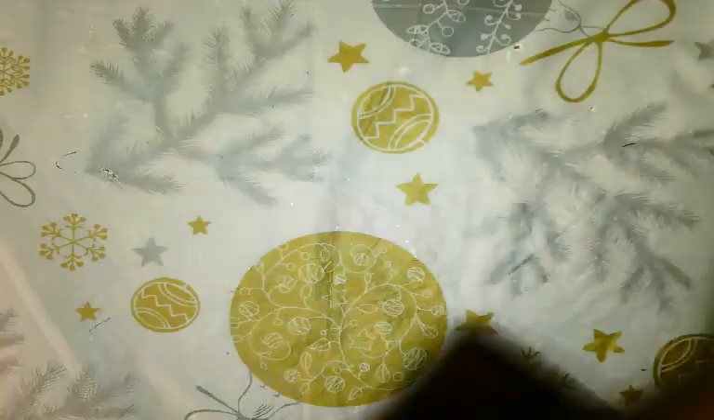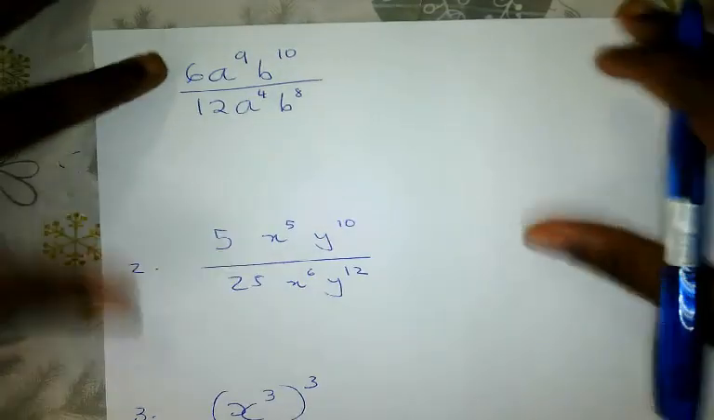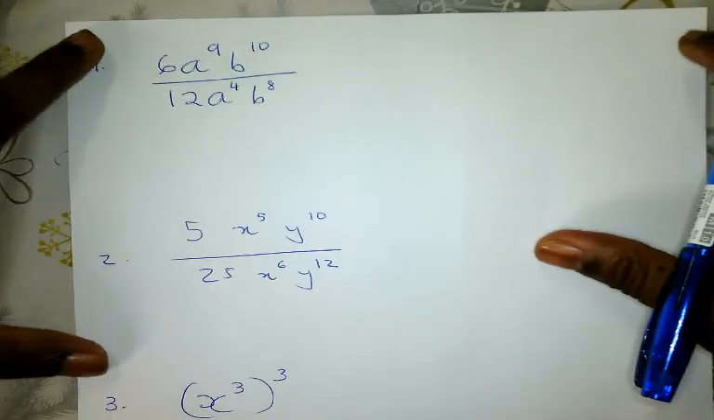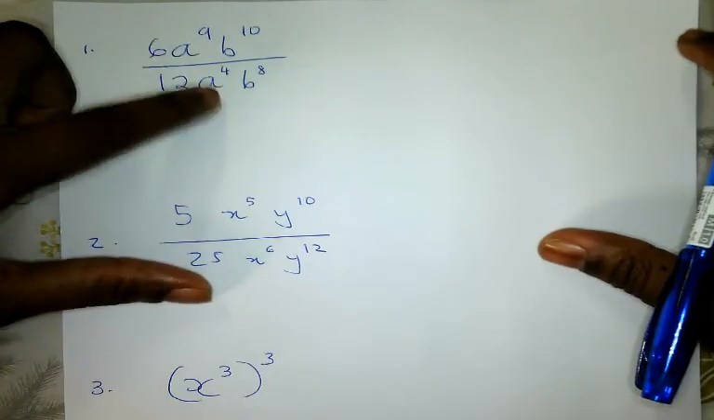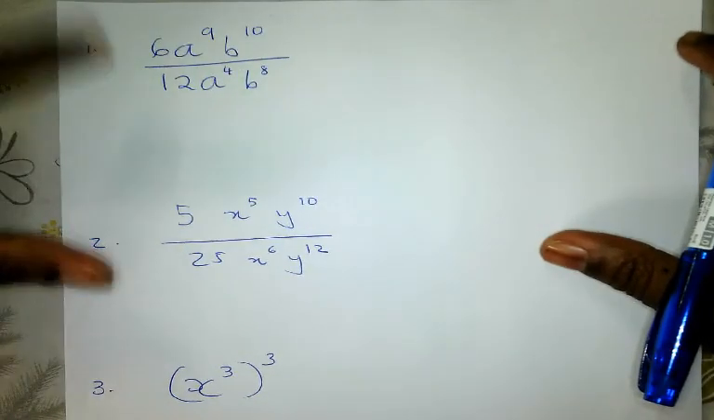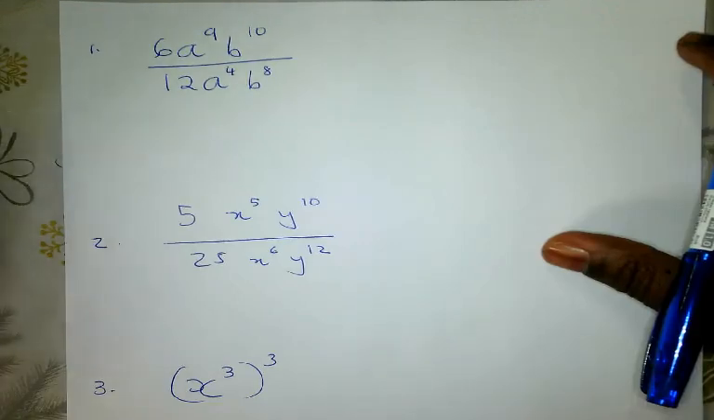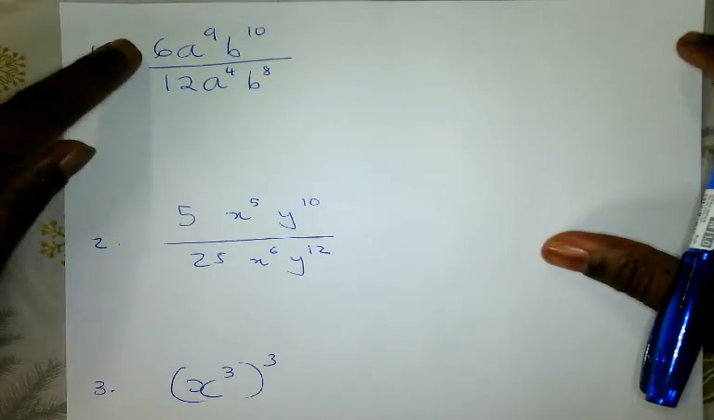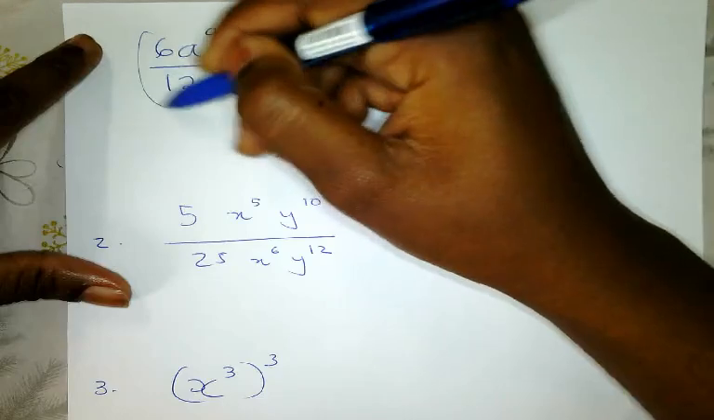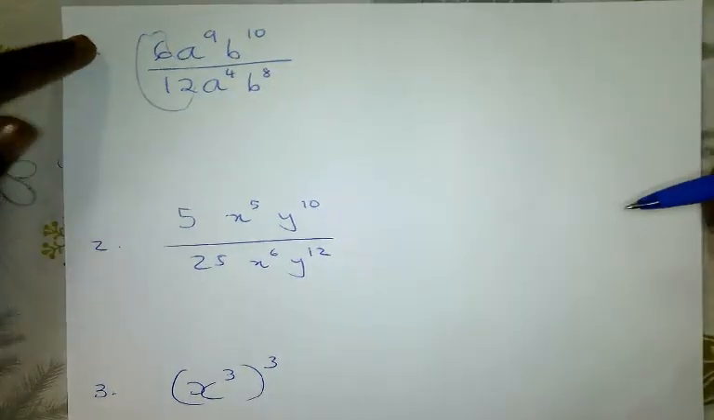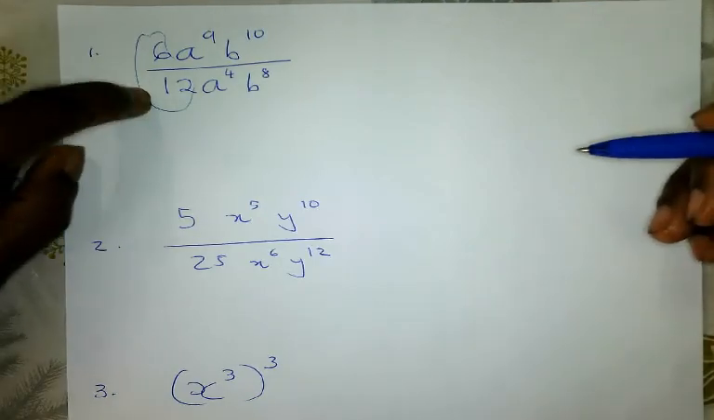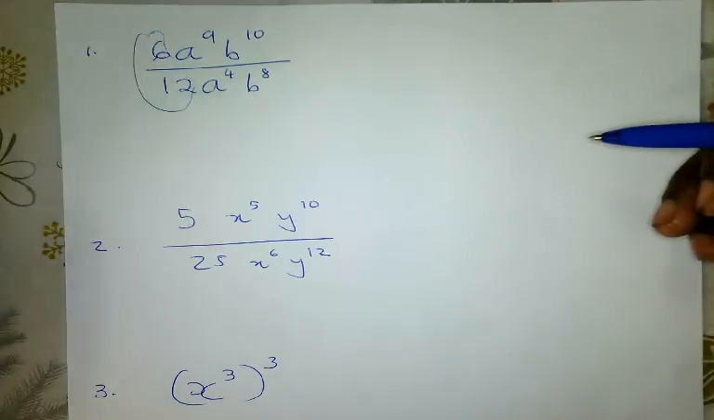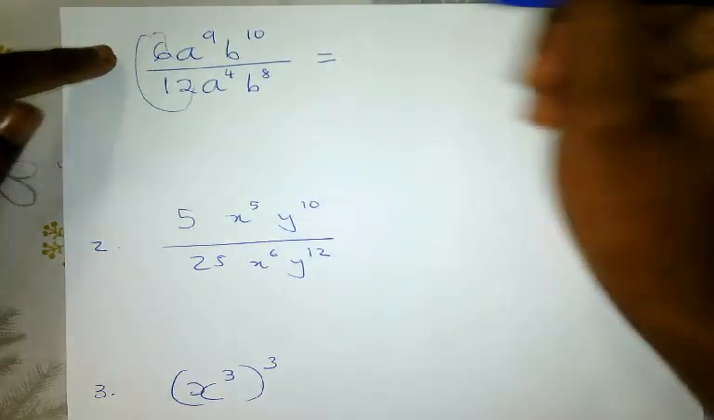Moving along. Let's solve this one. So here, you're going to look at the ones that have the same base, and then you subtract. So first thing I'm going to do is to simplify the whole number. 6 over 12. So we look for a number that can go into 6 and 12, which is what? 6. 6 goes into 12 how many times? Yeah. It goes once.